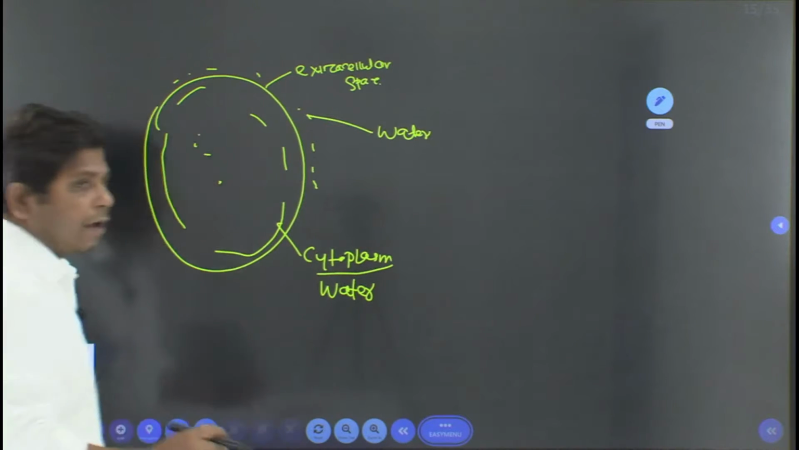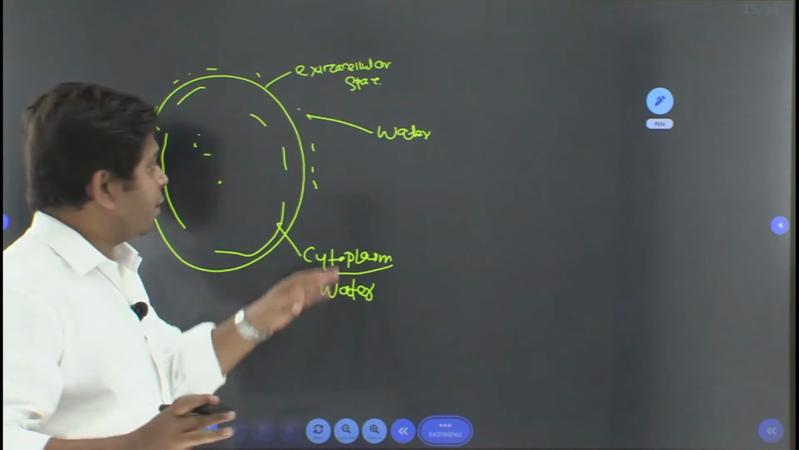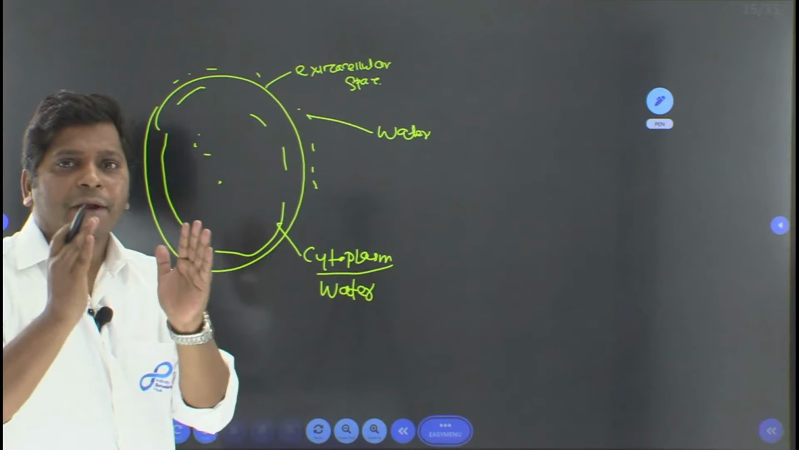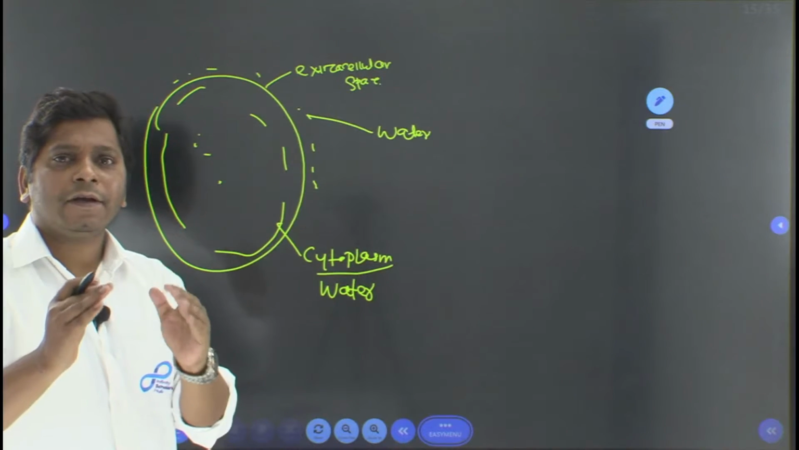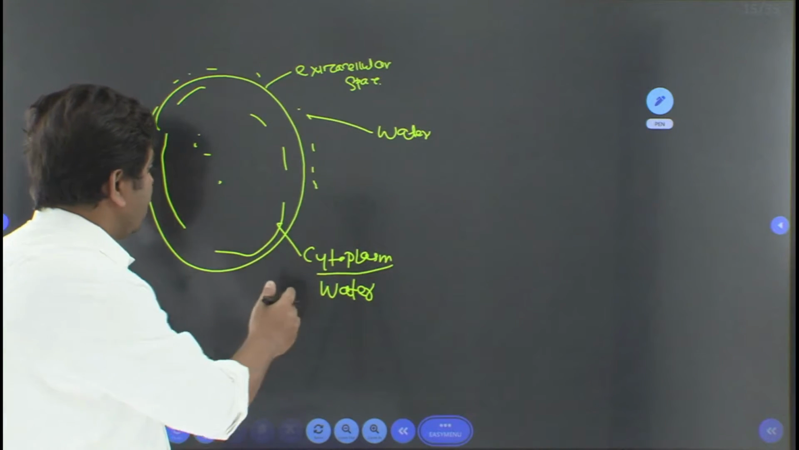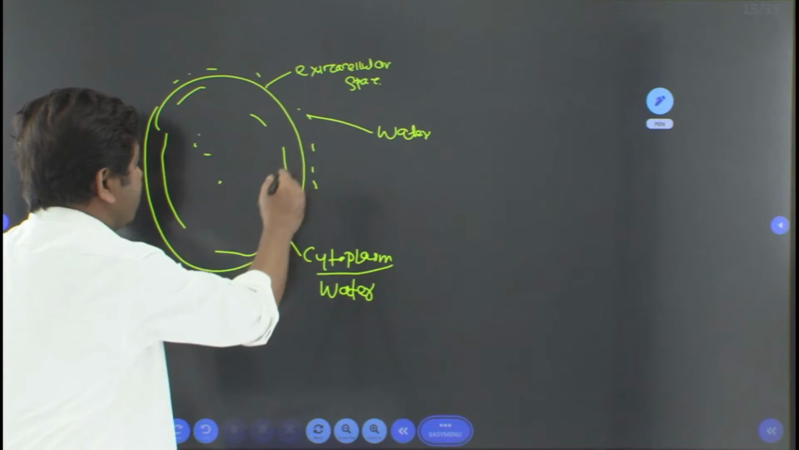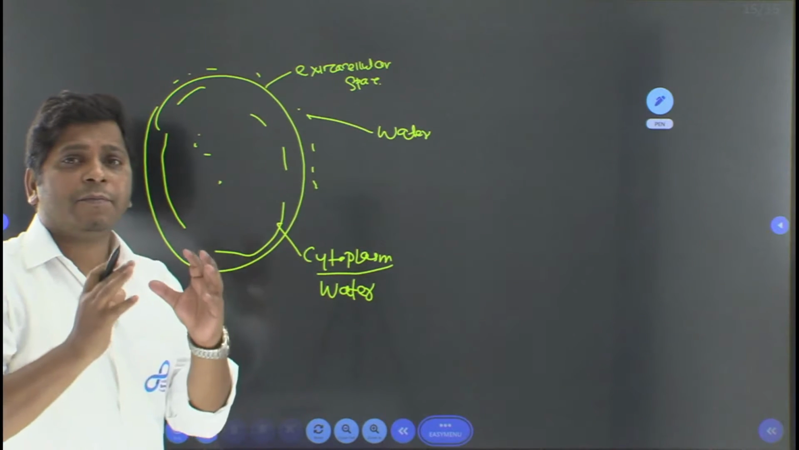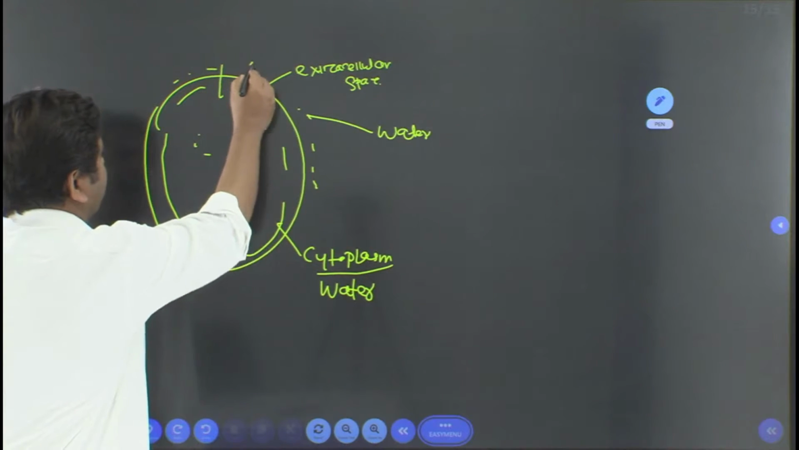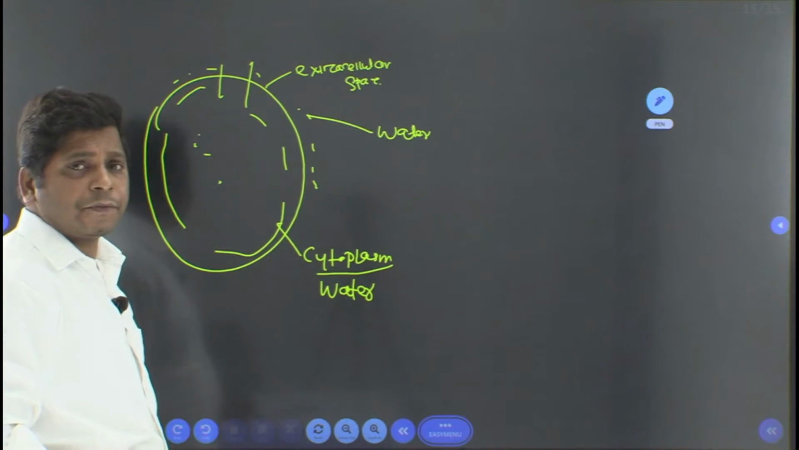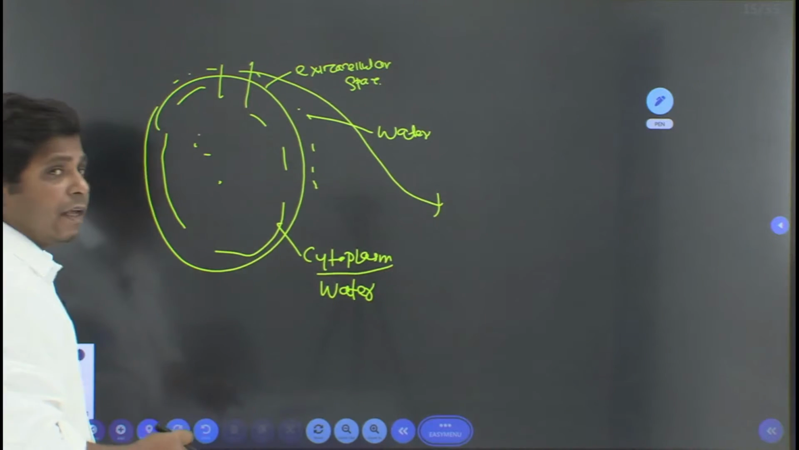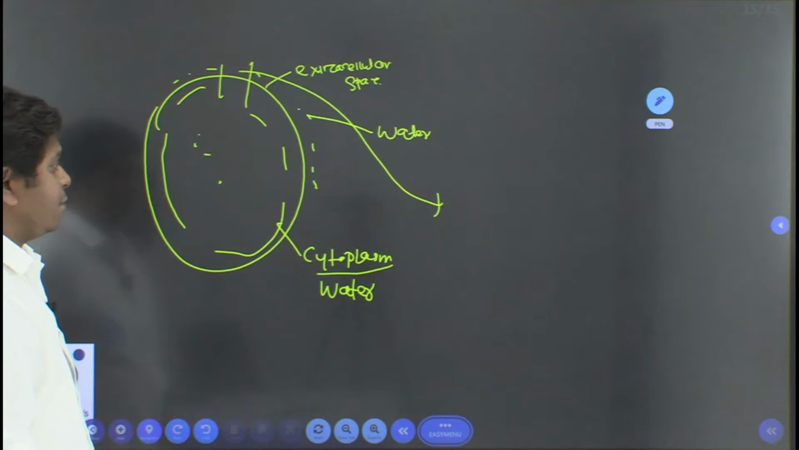So as we know, extracellular space is there, intracellular space is there. The plasma membrane separates the extracellular space from the intracellular space, and both the extracellular space as well as the intracellular space have water. So let us zoom into a part of this structure and see how the cell membrane is arranged in this particular part.